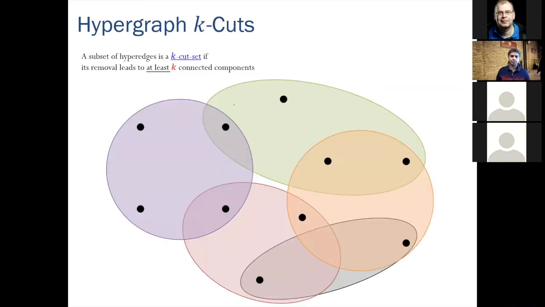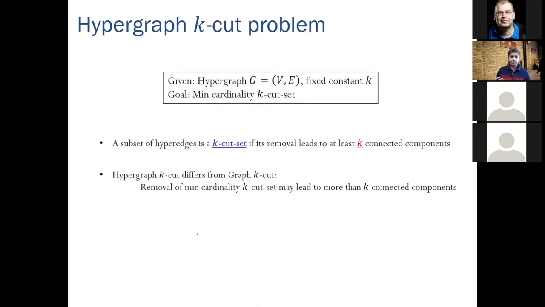For example, look at this example. The purple hyperedge here forms a minimum cardinality two-cut set, but its removal leads to more than two connected components. So in this sense, the hypergraph k-cut problem differs from the graph k-cut problem.